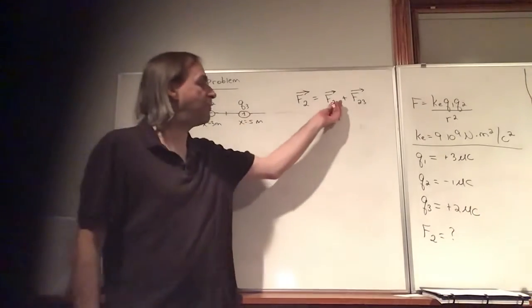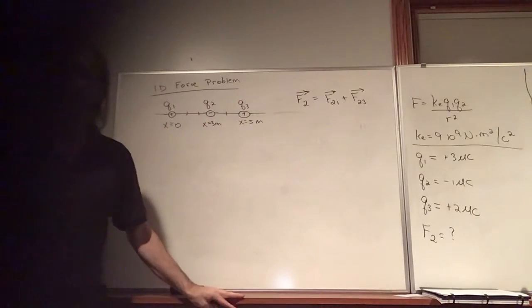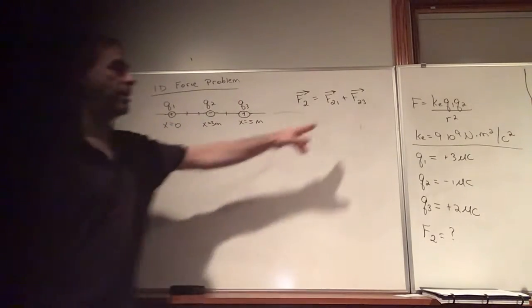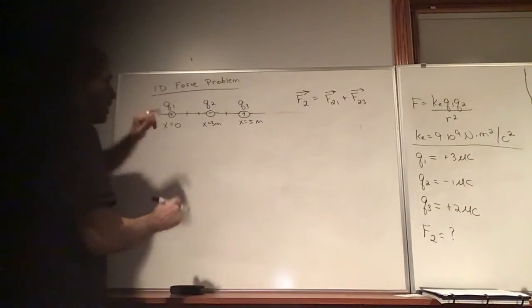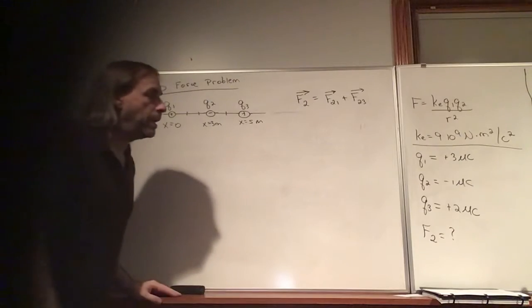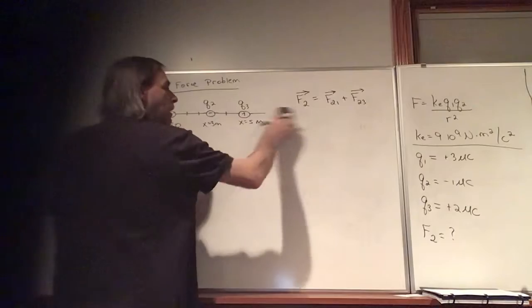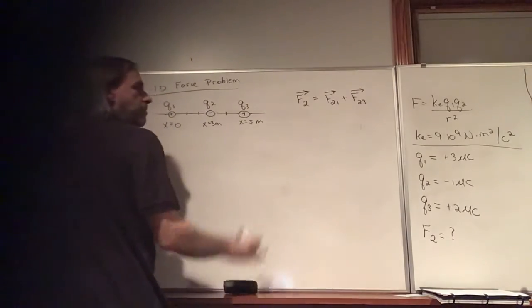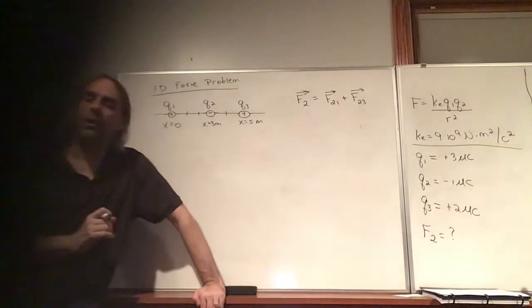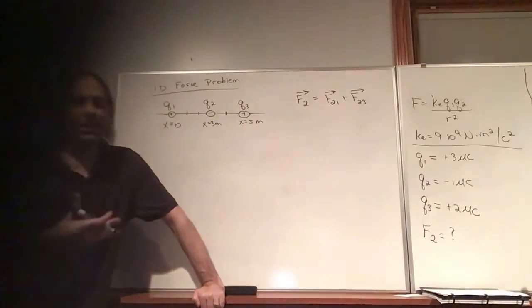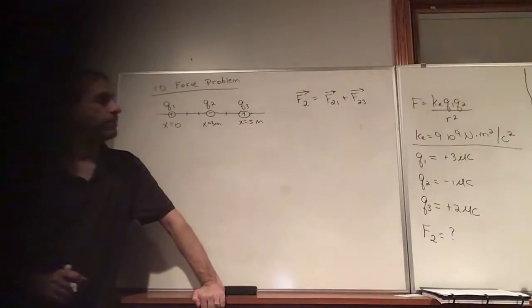So when we calculate F21, that's a force just between 1 and 2. We pretend Q3 does not exist. And then we calculate F23. These are the only two forces we're looking at. We pretend Q1 doesn't exist. And so now we're dealing with vectors because forces are vectors. However, because it's a one-dimensional problem, we can deal with the direction just with a plus and minus sign.